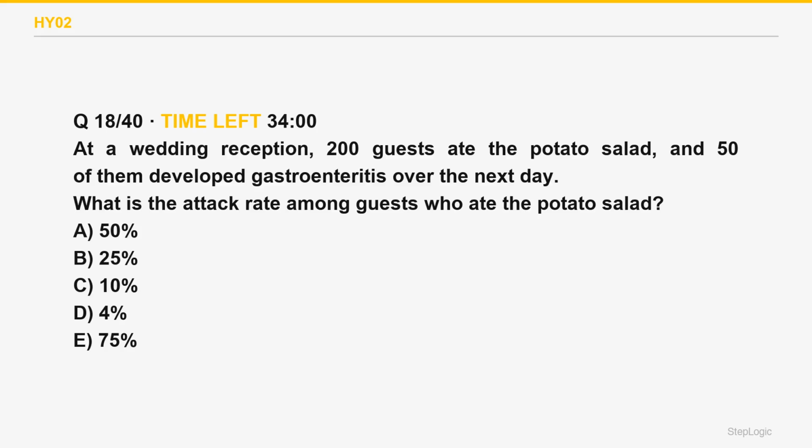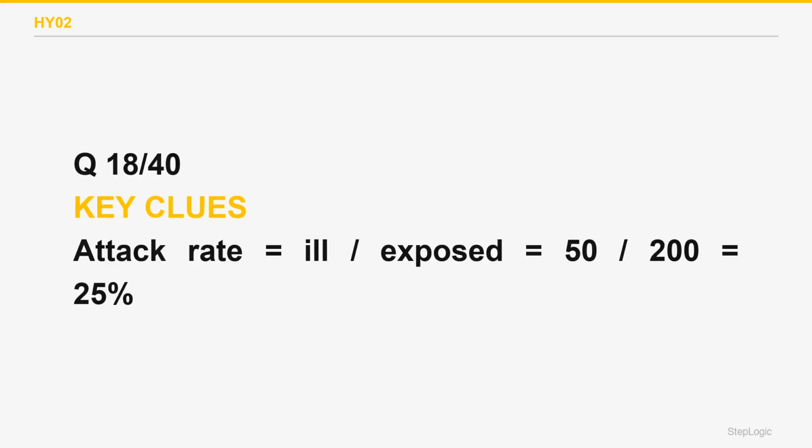What is the attack rate among guests who ate the potato salad? At a wedding reception, 200 guests ate the potato salad, and 50 of them developed gastroenteritis over the next day. Read the command: attack rate in the exposed, ill people divided by those exposed. An attack rate is a cumulative incidence used in outbreaks, the number who become ill divided by the number exposed over the outbreak period.